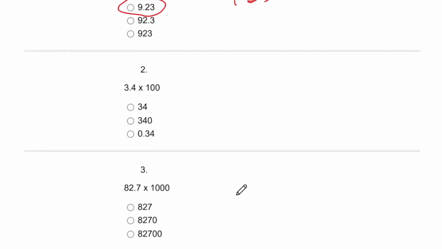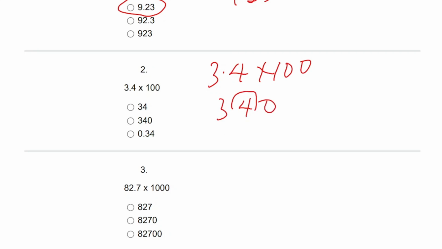The second one is 3.4 multiplied by 100. So we're moving it two places to the right. This is going to be 1. We don't have any other number, then we add the last 0. So that's going to give us 340. And the answer is A.